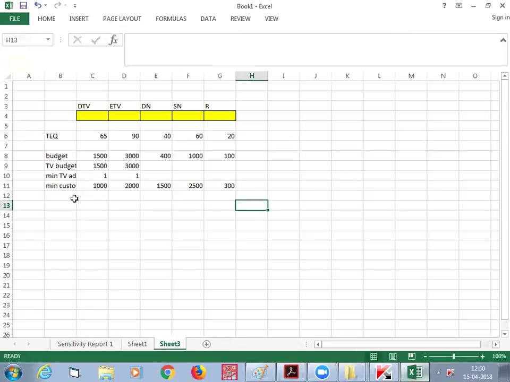Okay, and then so maximum DTV, maximum ETV, then maximum DN, maximum SN, and maximum R. Okay, and it's just a simple identity matrix on the left. Okay, and now we can do our optimization.